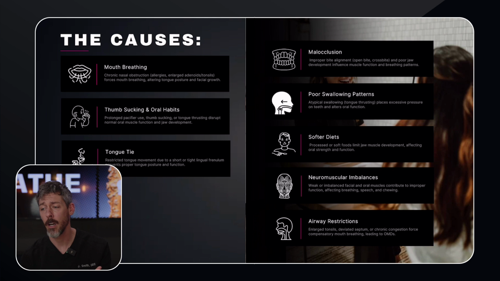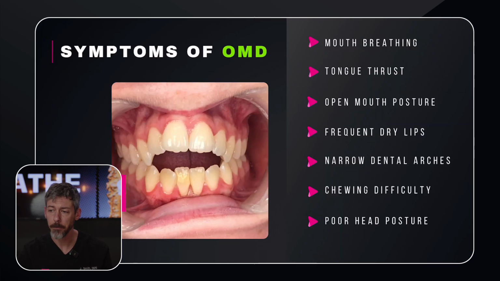Malocclusion or bad bite is often responsible for other activities that kind of compensate for that. Poor swallowing patterns, softer diets for sure in our country. We just don't have enough resistance on our bite, so we're developing the wrong habits because we're not developing the strong patterns of swallowing and the strong patterns of chewing the way we're supposed to. And then airway restrictions, maybe like large tonsils or deviated septums, is another causation of a lot of myofunctional disorders as well.